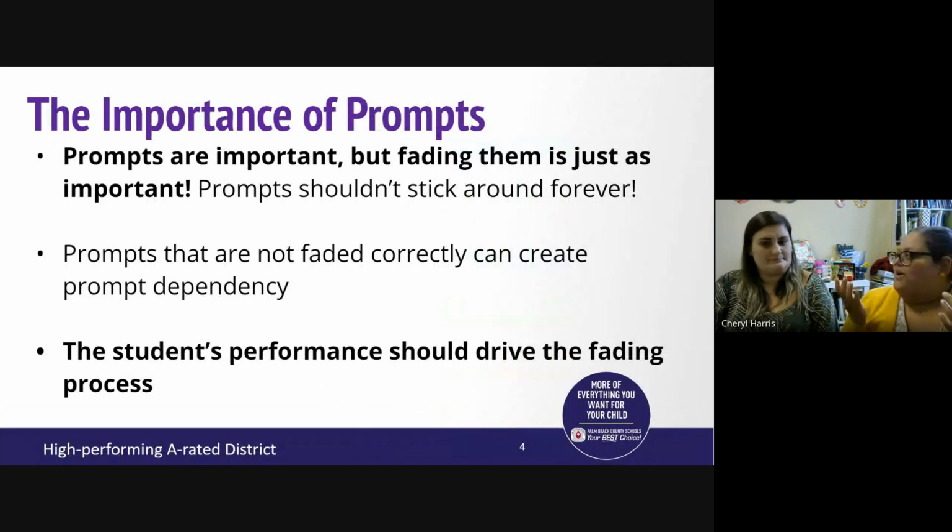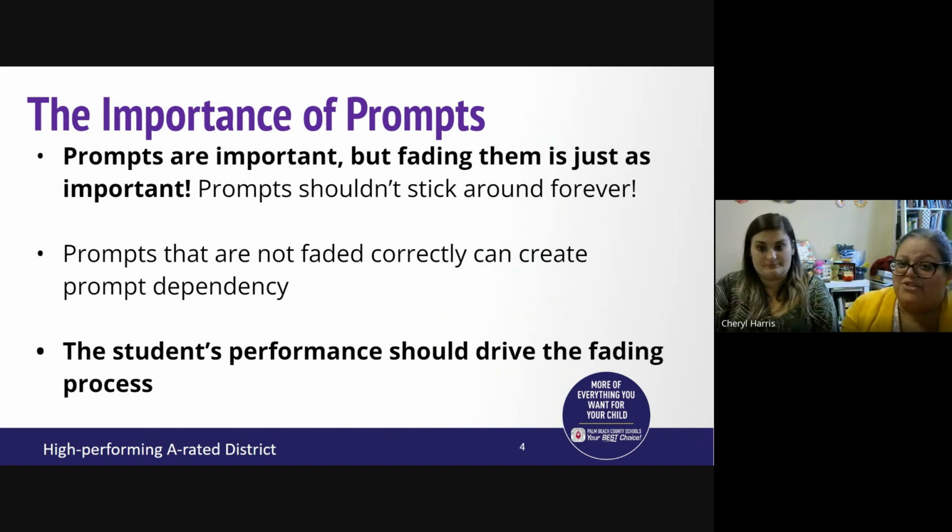So the importance of prompts. Can we talk about that for a minute? Yes. Prompts are important because, as Caitlin said, fading them is just as important, right? We need a little help, but we also need to know when we're ready to do it on our own. And they can't stick around forever and ever. We want it to be less is more. Less is more.